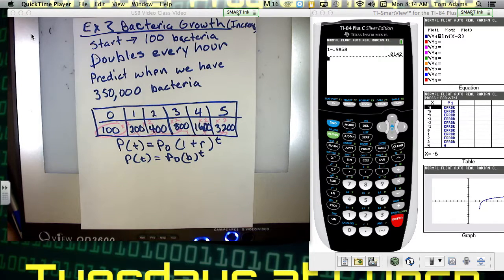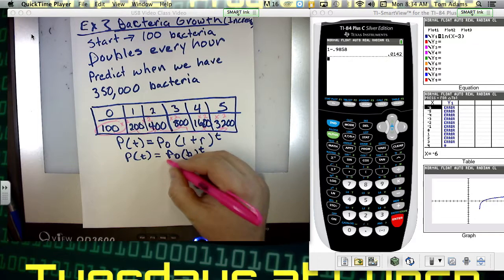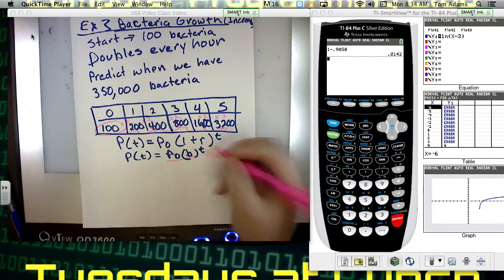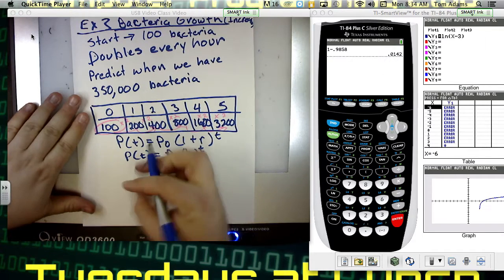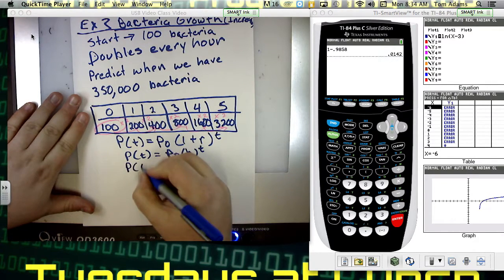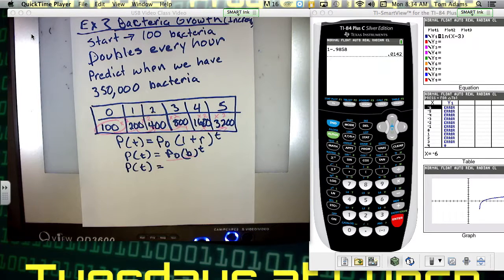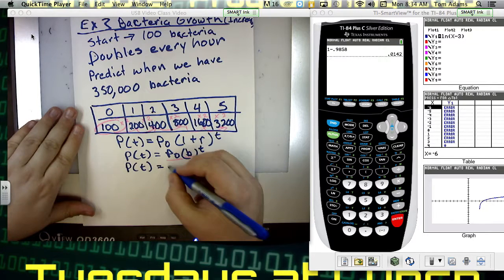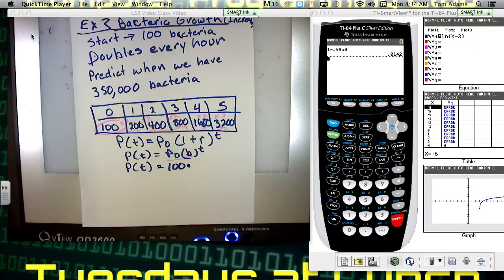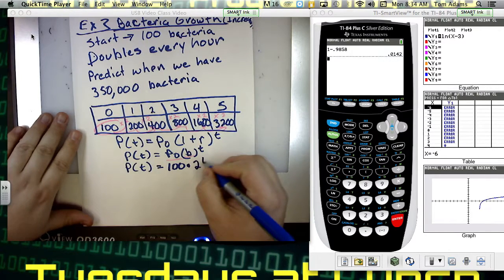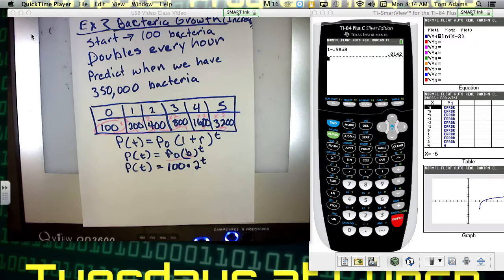Well, I need to know two things to write this equation. I need to know the initial condition, and I need to know the base, what I'm multiplying by. So, help me finish this equation. P naught represents the initial condition, which is 100. Now, what is the base? 2.